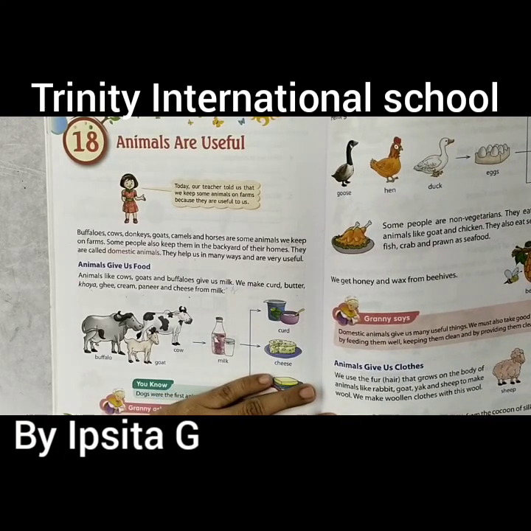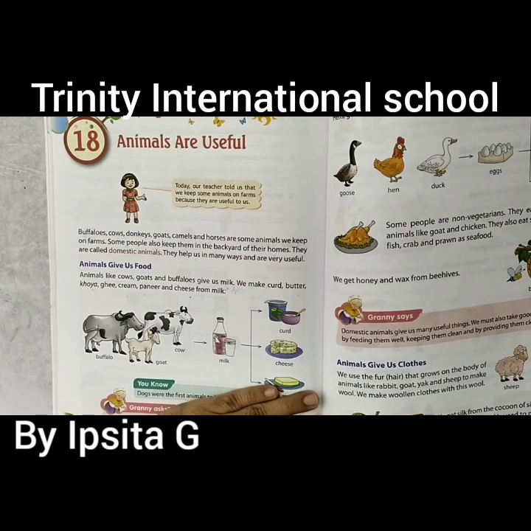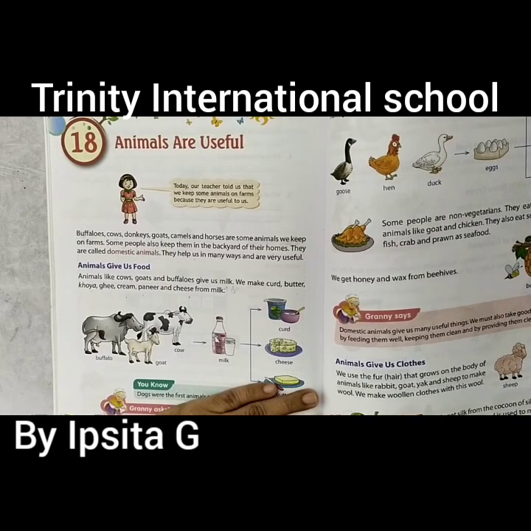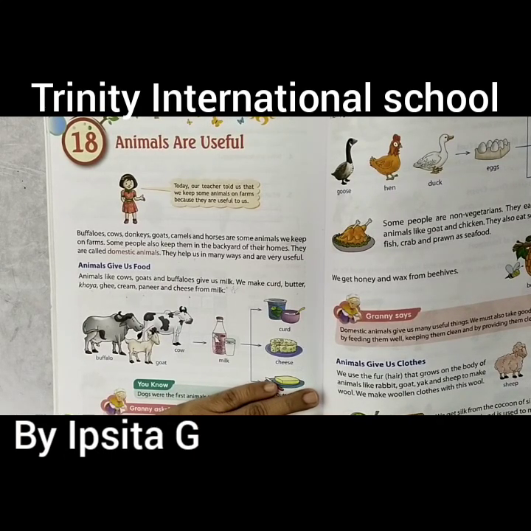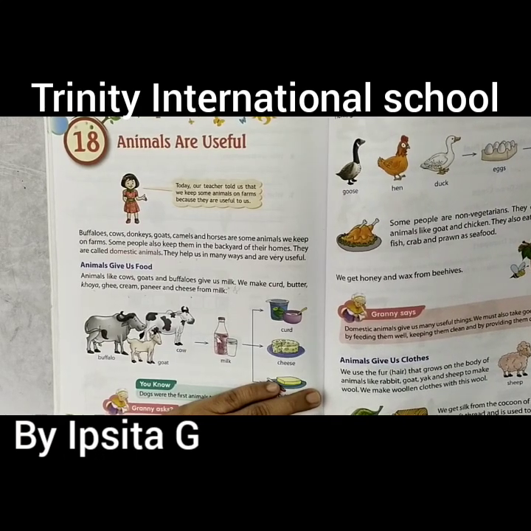Students, today we will start our new chapter number 18, Animals Are Useful. So students, you have already learned about the different animals in our previous chapter, animals around us. So in that chapter we have already seen how animals protect themselves by taking shelters, isn't it?